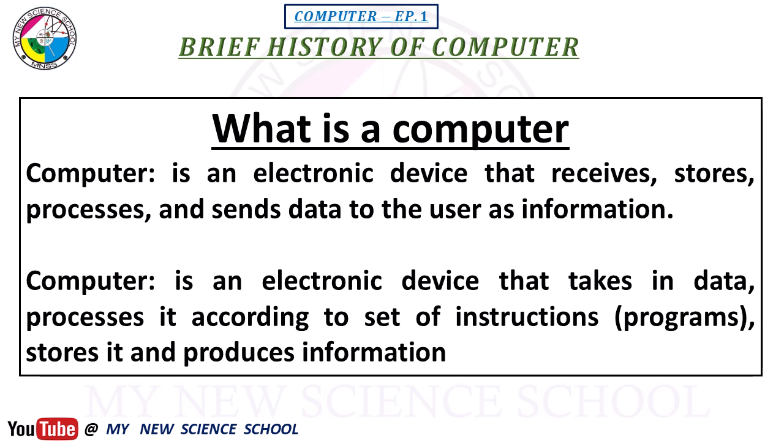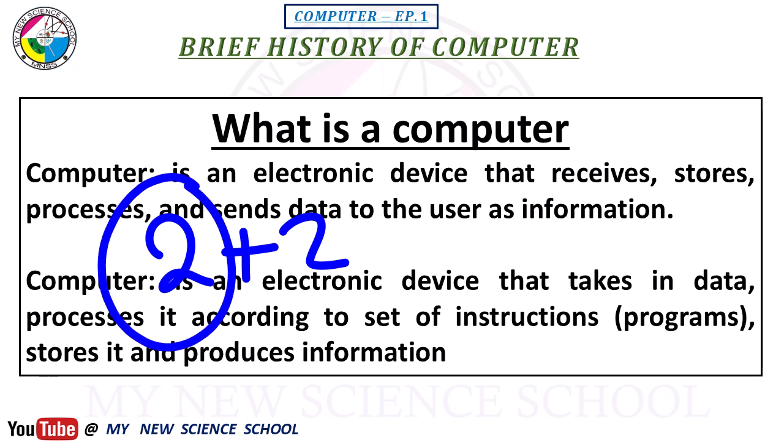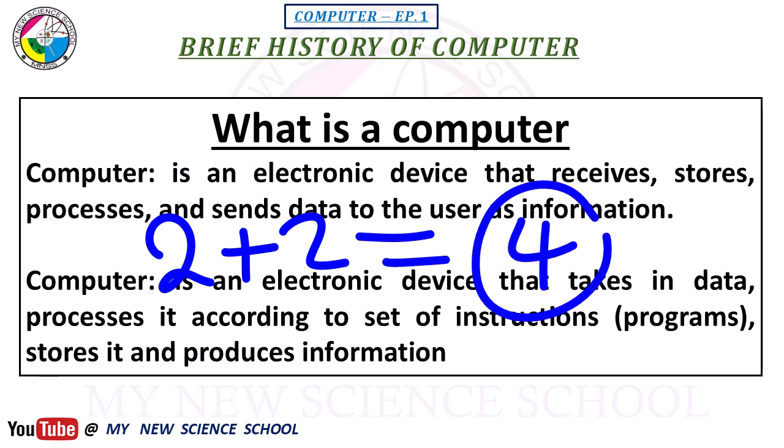So let's give an example. If you ask computer to calculate 2 plus 2, this is 2, this is 2, this is plus. They serve as your input. Then computer will give you answer as 4. This 4 is the output of this data.